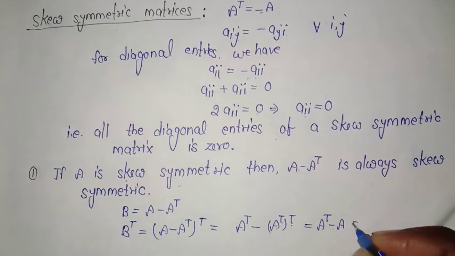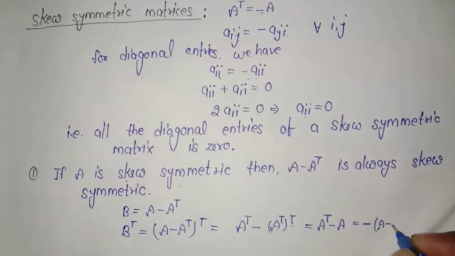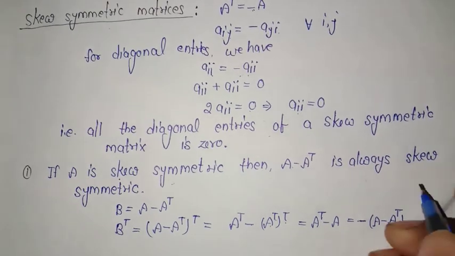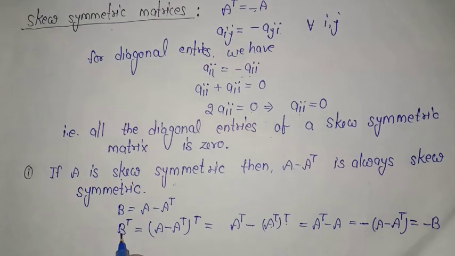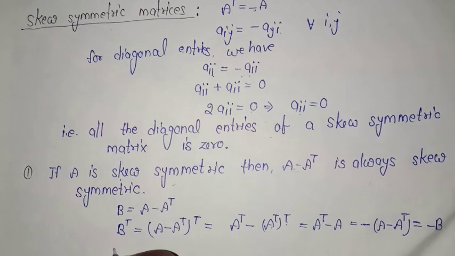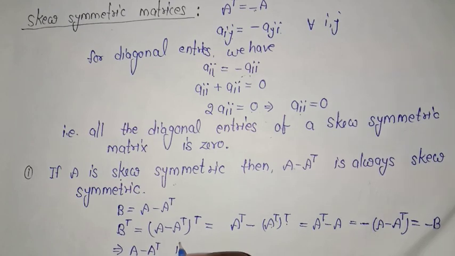If we take minus common, this is equal to minus (A minus A transpose). So this is equal to what? Minus B. This implies that B transpose is equal to minus B. This implies B is a skew symmetric matrix, which implies A minus A transpose is a skew symmetric matrix.